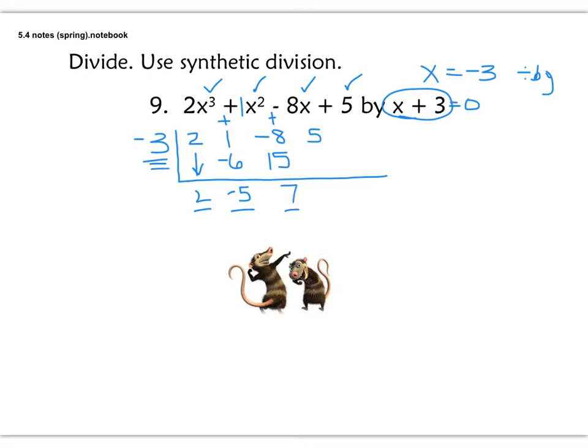Multiply negative 3 times 7 is negative 21. And then we add, and that gives me negative 16. All right, putting my x's back in. This started as x cubed. I always divide out 1x, so this is going to drop to an x squared. This would be minus 5x, positive 7. And then this last number is my remainder, x plus 3.